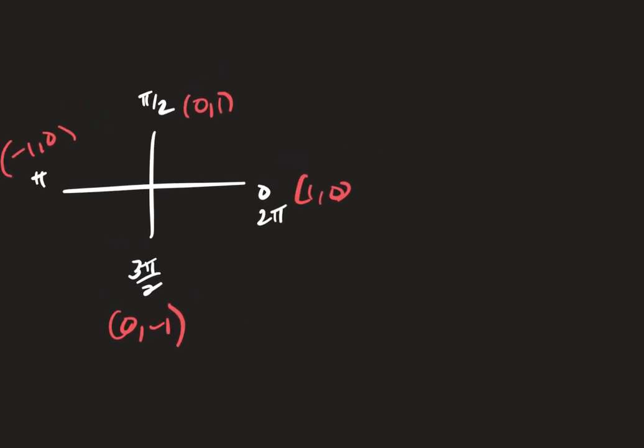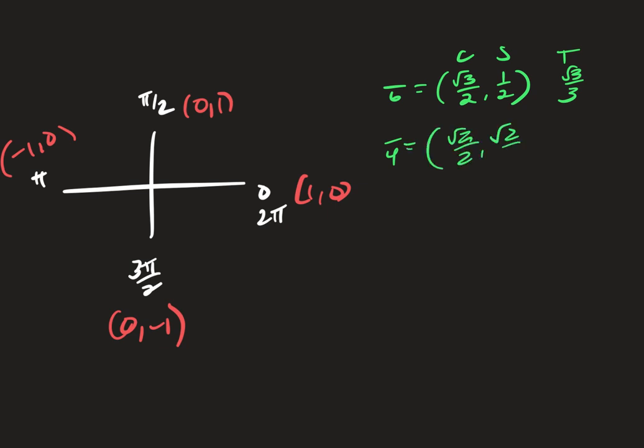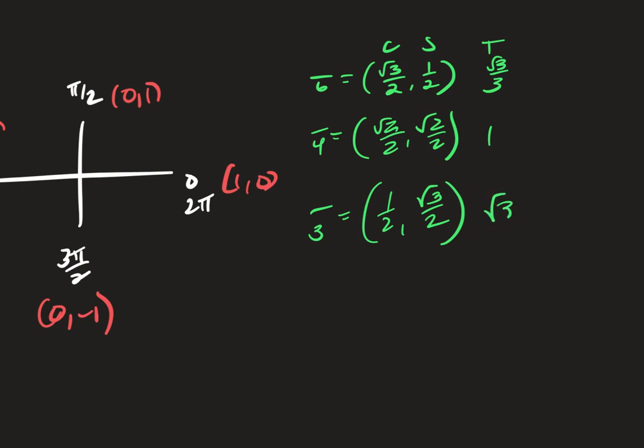So we know pi over 6 has the coordinate point root 3 over 2 and 1/2. This is my cosine and this is my sine. And the tan would be root 3 over 3. Pi over 4 has the coordinate point root 2 over 2 and root 2 over 2, and the tangent is 1. And pi over 3 has the coordinate point 1/2, root 3 over 2, and the tangent is root 3.